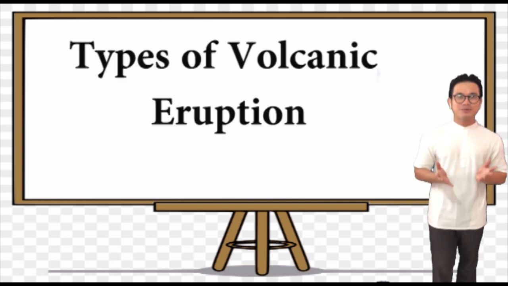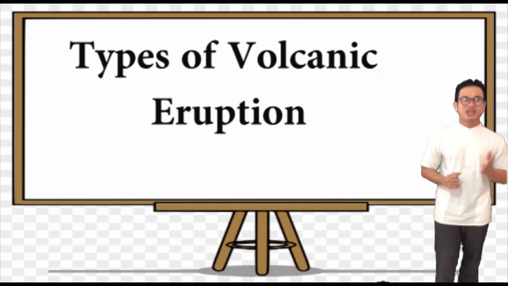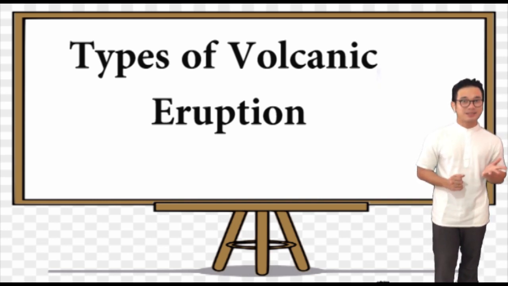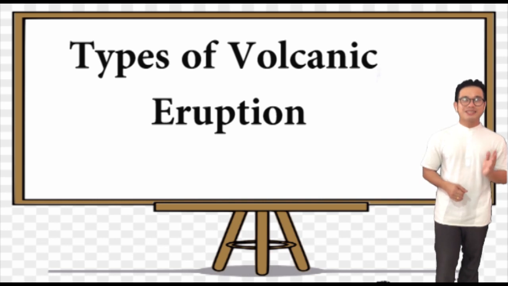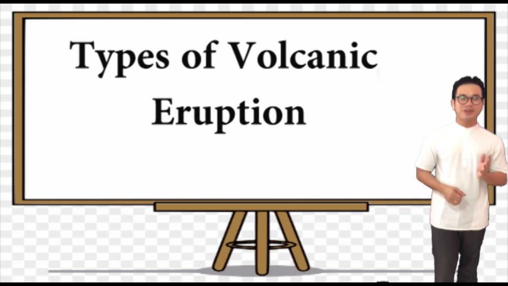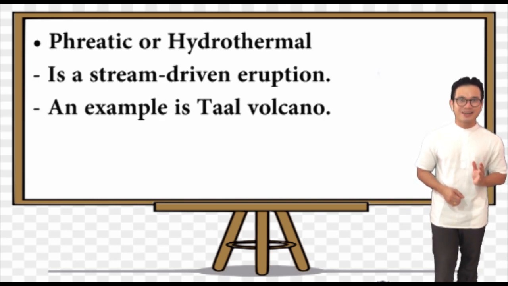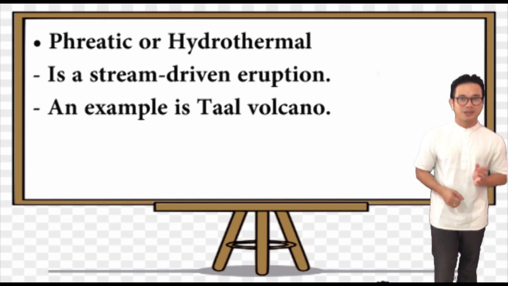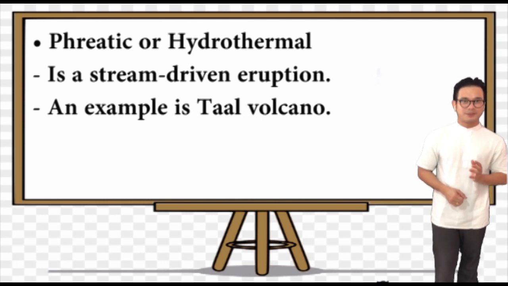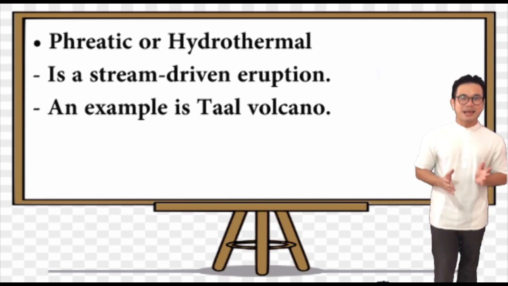Volcanoes erupt differently. They are generally classified as wet or dry depending on the magma's water content. Volcanoes are described according to the style of eruption as follows. First is the phreatic or hydrothermal. It is a steam-driven eruption as hot rocks come in contact with water. An example is Taal Volcano.